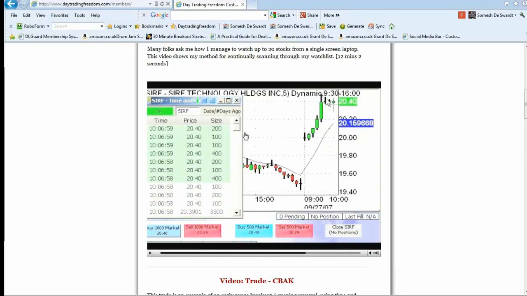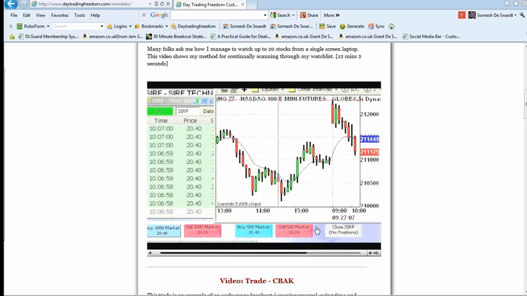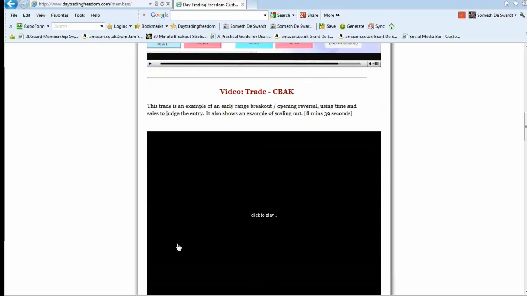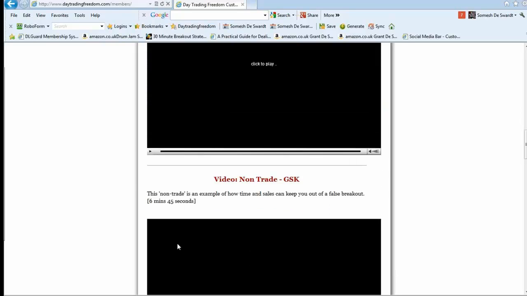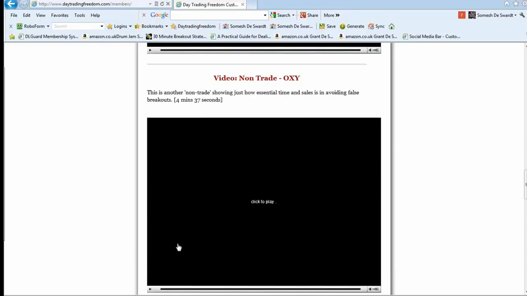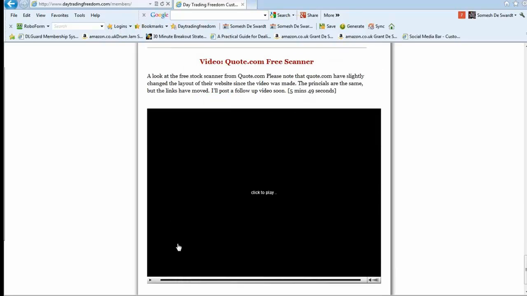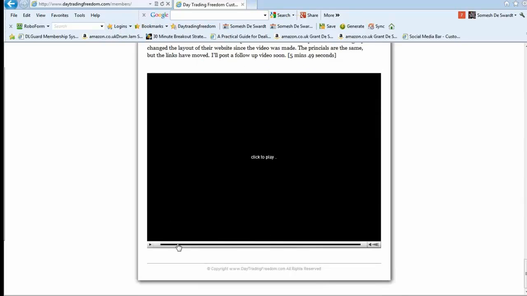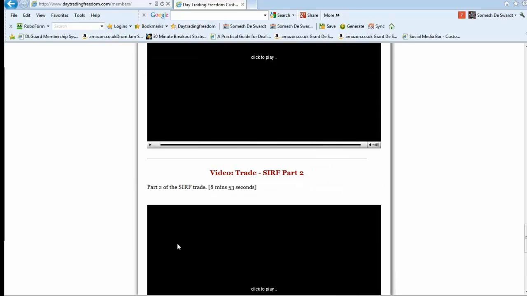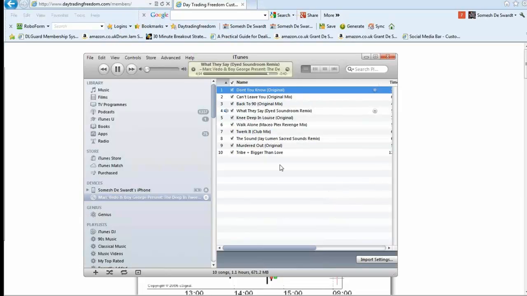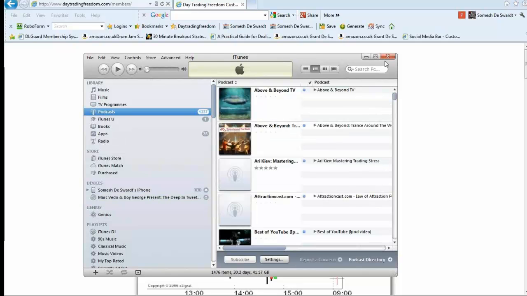Okay, it shows you how he uses time and sales. He has a time and sales window. He gives you a few examples of some trades that he took: a non-trade, a non-trade, a trade, a trade. Tells you about quote.com, a free scanner. Used to be, actually it doesn't work that well anymore, but he uses that as a scanner to create a watch list.